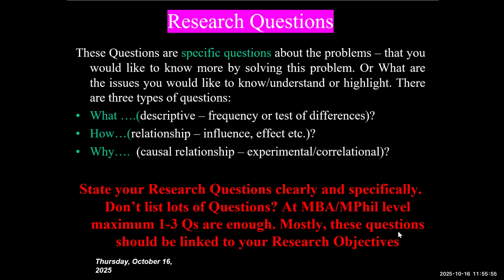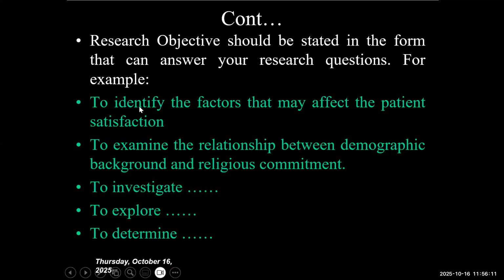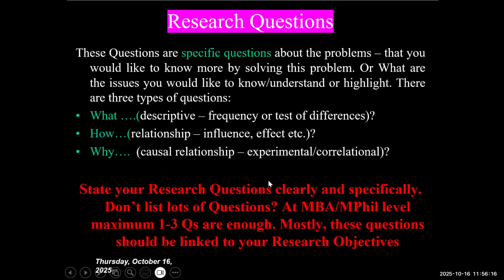And mostly, these questions should be linked to your research objectives. So if I have 3 objectives, 3 questions, 2 objectives, 2 questions. And make sure the objective that you state is the same one that you are stating for the questions. They should link, except that over there you are using the words identify, examine, investigate, explore, determine, to in front of them. But here you say what, how, why. So you link it to it. And that's why we say the research is what? Systematic, organized, systematic. So you cannot just do anything and say you are doing research.